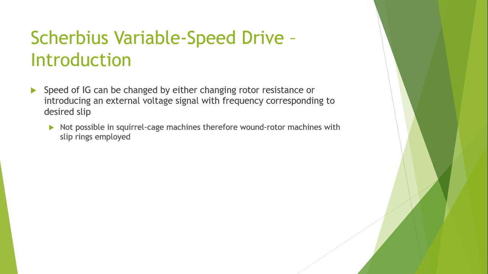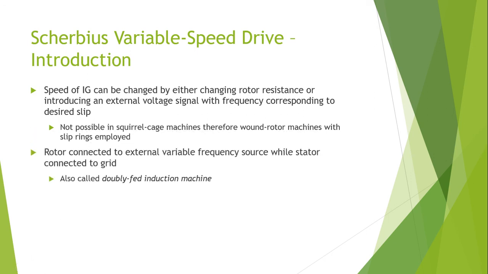So it is not possible to introduce the desired slip in a squirrel cage machine. Therefore, the wound rotor machines with slip rings are employed. The rotor is connected to an external variable frequency source while the stator is connected to the grid. This is also known as a doubly fed induction machine.